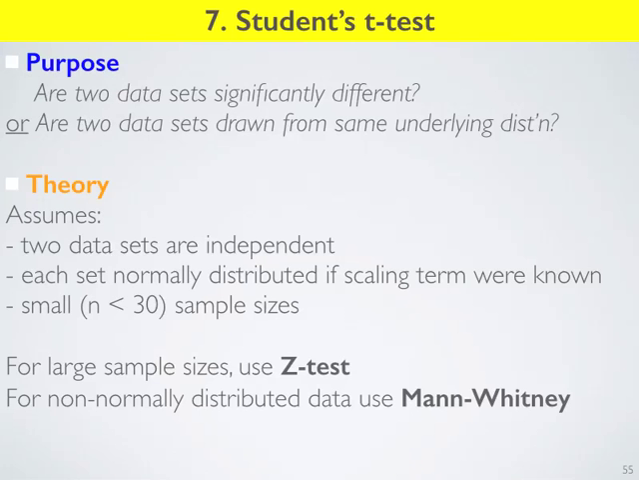Okay, so the theory assumes the data sets are independent, the data sets are normally distributed, and that they're small sample sizes. If you violate any of these things, you have to use something different, related tests, but slightly different. For large sample sizes, you might use something called the z-test. You can look that up if you're interested. For non-normally distributed data, you use something called the Mann-Whitney test. But we're going to focus on small data sizes, normally distributed. Student t-test is the right one to use.